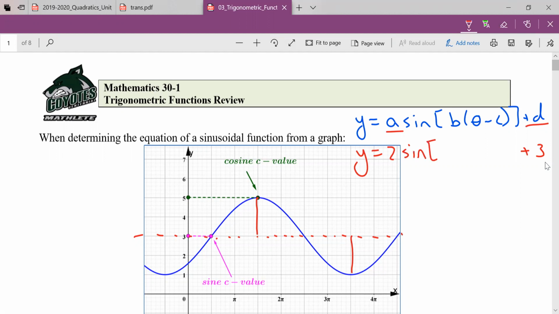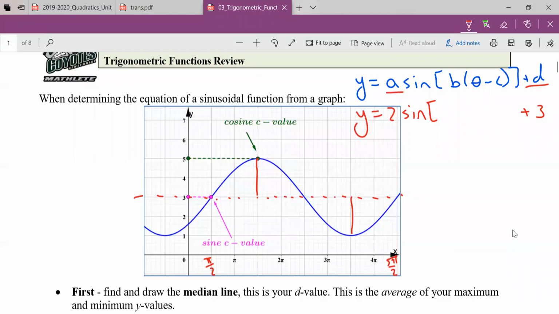Just like that. Okay, my period here. I'm going to find my period, not my B value. Notice there are tons of ways for us to get our period from a graph. I could look from max to max. I could go min to min. I could go midline intercept to midline intercept. I could go max to min times 2. There's lots of different ways.